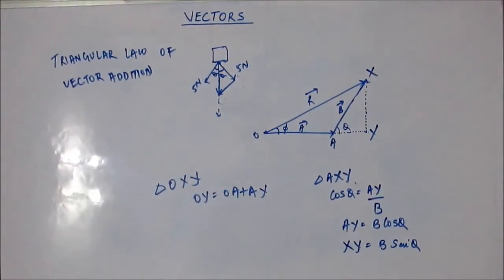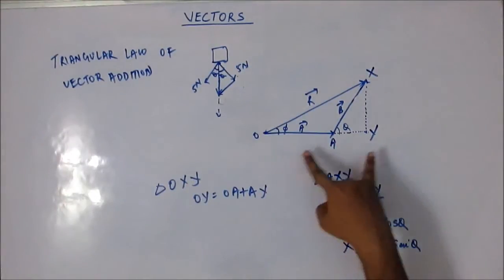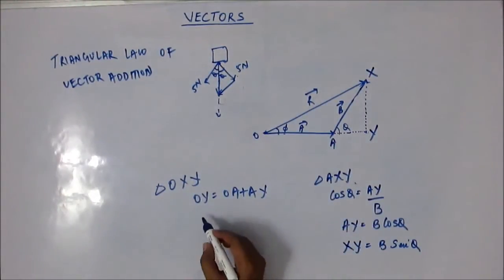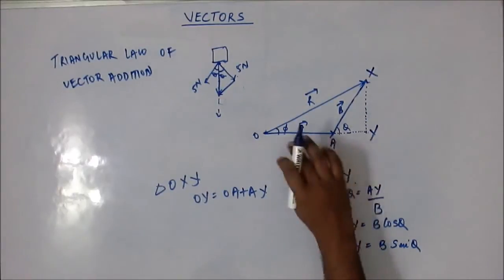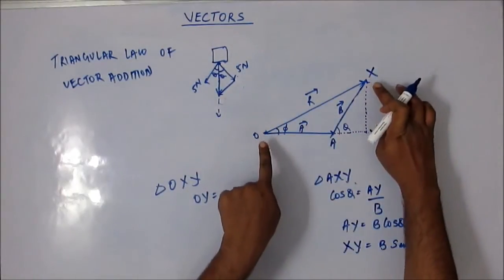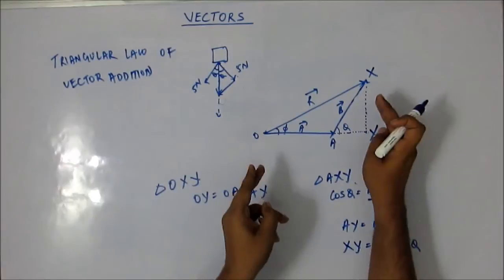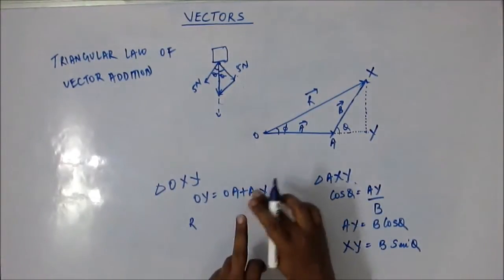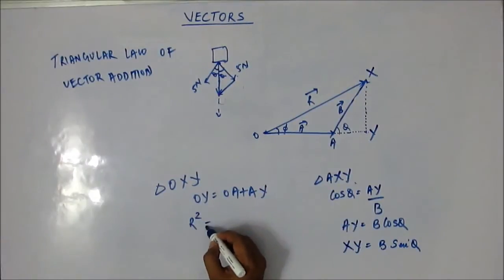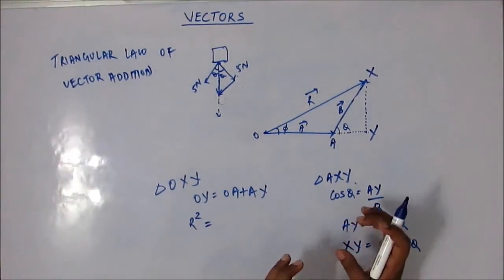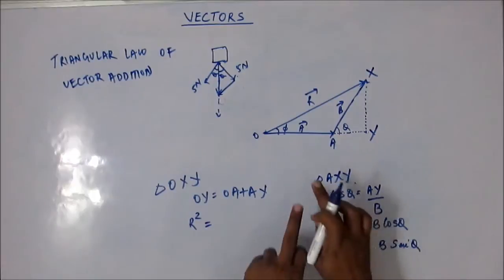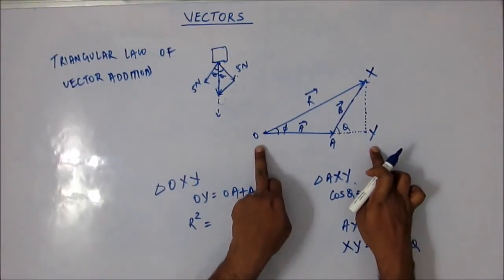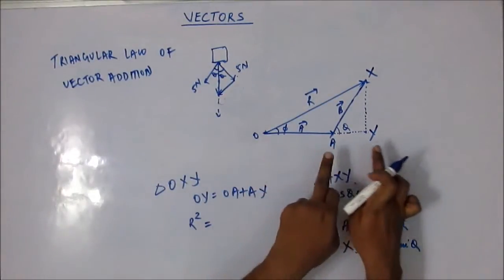let's apply Pythagoras theorem. Pythagoras theorem, as all of you must be aware of, says that the hypotenuse is the resultant vector, so the magnitude of it will be just R. The square of hypotenuse is equal to the sum of squares of base and perpendicular. Base in this case is OY. Now OY is OA plus AY.